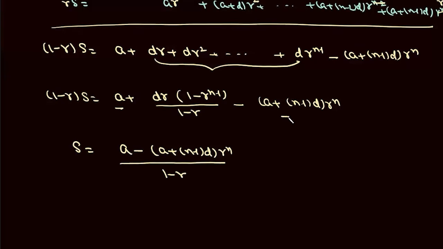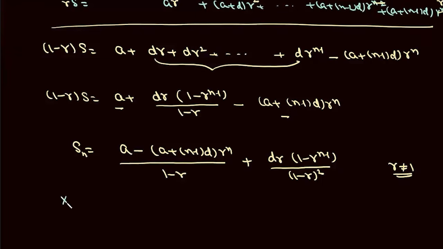We have written these two terms together, and plus dr into 1 minus R to the power n minus 1 upon 1 minus R whole square. And clearly, this is true when R is unequal to 1. So this is your partial sum for AGP.